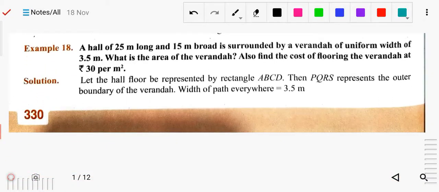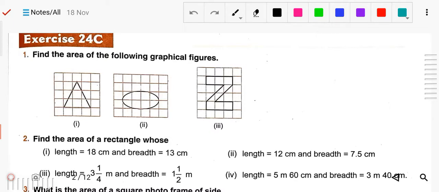Now we will solve exercise 24C, page number 331. First of all, find the area of the following graphical figure. When we started this, I already told how to solve it. You have to take the whole ones as one, and you have to take more than half also as one, and those that are full, means whole, also as one, and those that are less than half, you have to ignore.